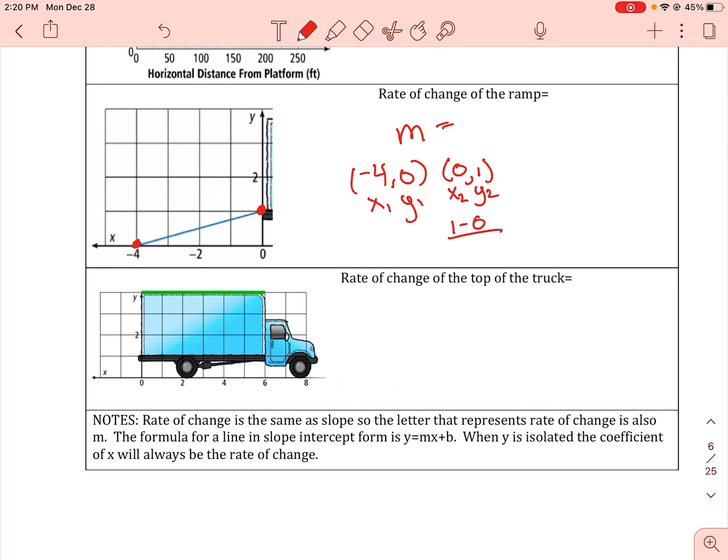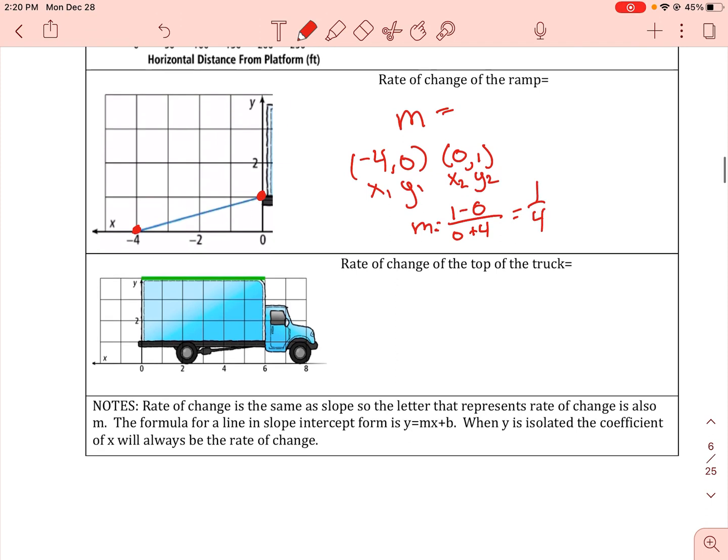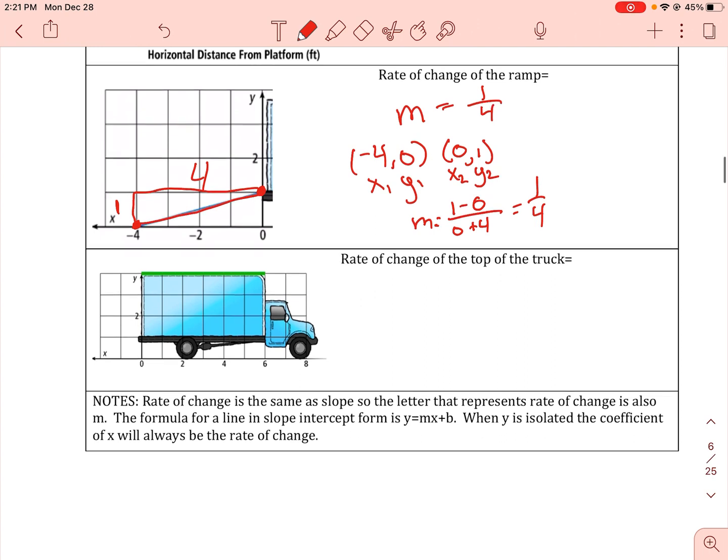And now I can use my formula. Change in y over change in x. So I should get 1/4, or I can create my slope triangle. And I rise 1, rise over run. I run 4, I went up, I went to the right. Both are positive, so I get a positive 1/4.